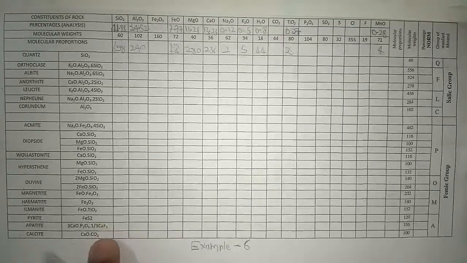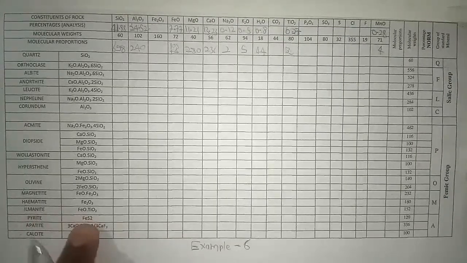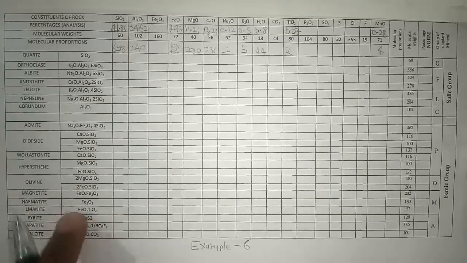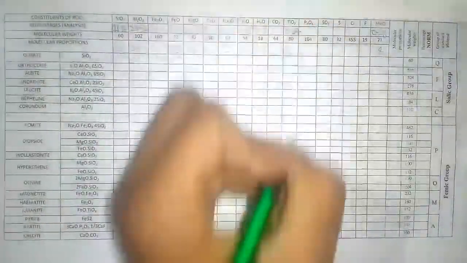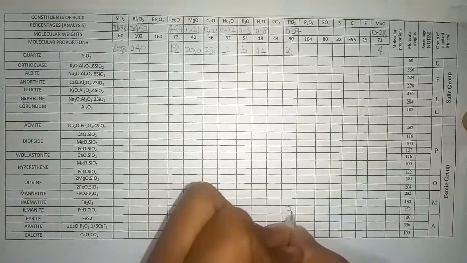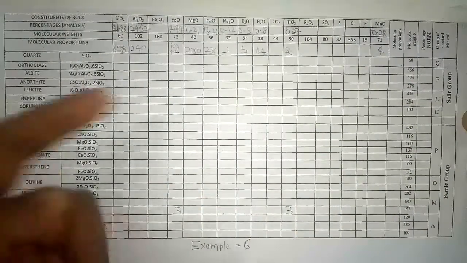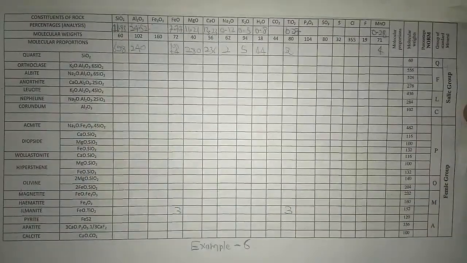So can we make calcite? No, because we don't have CO2. Can we make apatite? No, because we don't have P2O5. Can we make pyrite? No, because we don't have S2. Can we make ilmenite? Yes, we have TiO2 and FeO. So we will make it first. We can make 3 because we have 3 TiO2 and we have 1012 FeO. So we have made it.